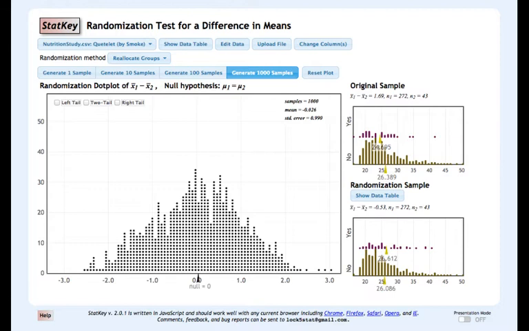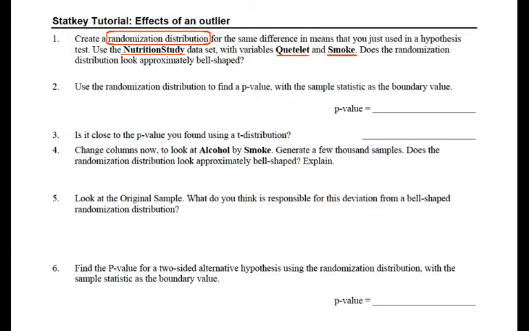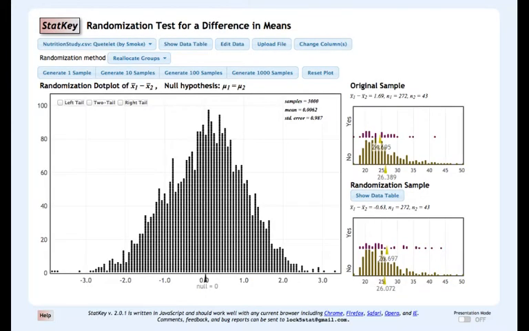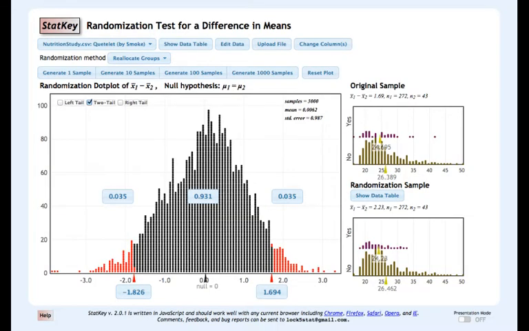Generate a few thousand samples, and we see that we do have a pretty nicely bell-shaped randomization distribution. So I would answer yes to this first question. It does look nicely bell-shaped. Let's go ahead and find a two-sided p-value here by clicking on two-tail and typing in our sample statistic 1.694. This is what we found already. Our p-value is from these two tails, 0.035 plus 0.035.